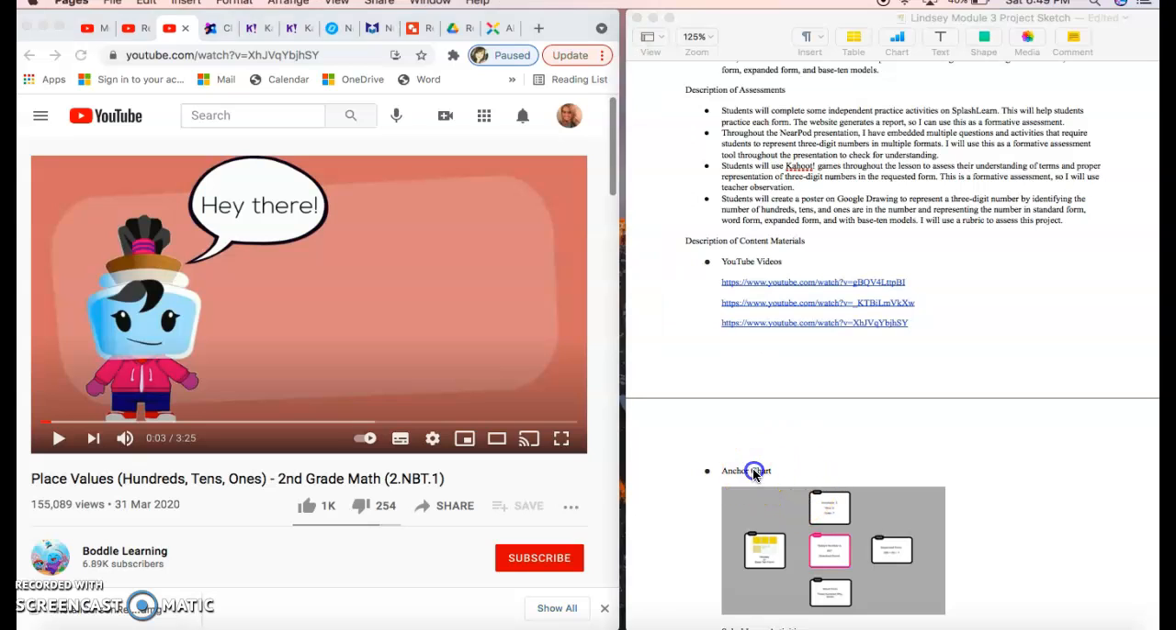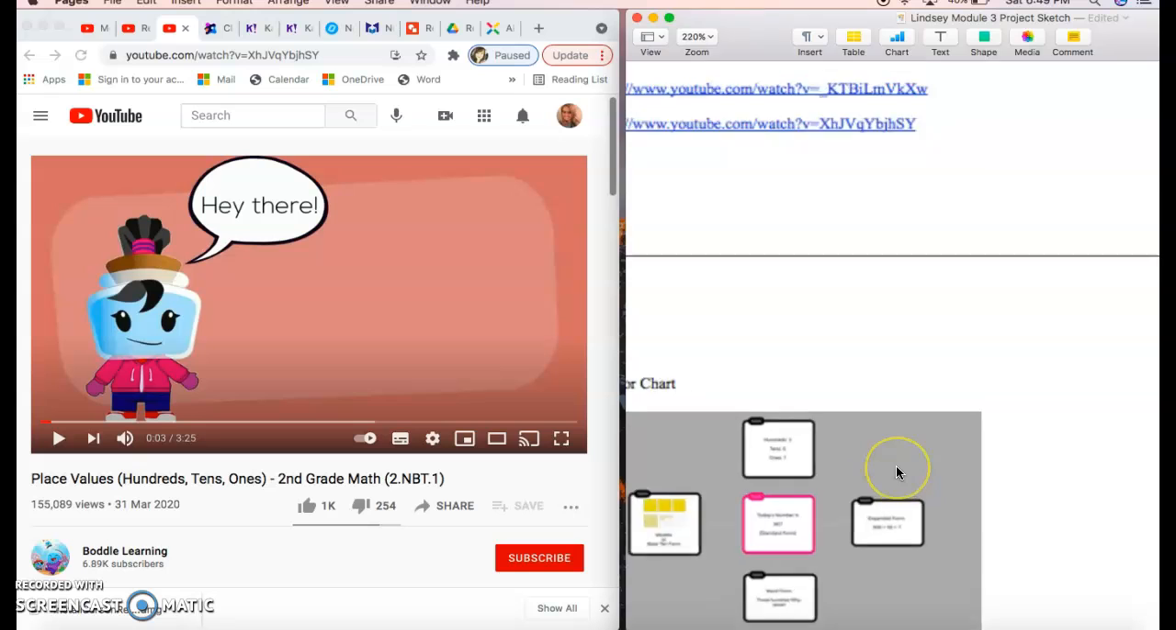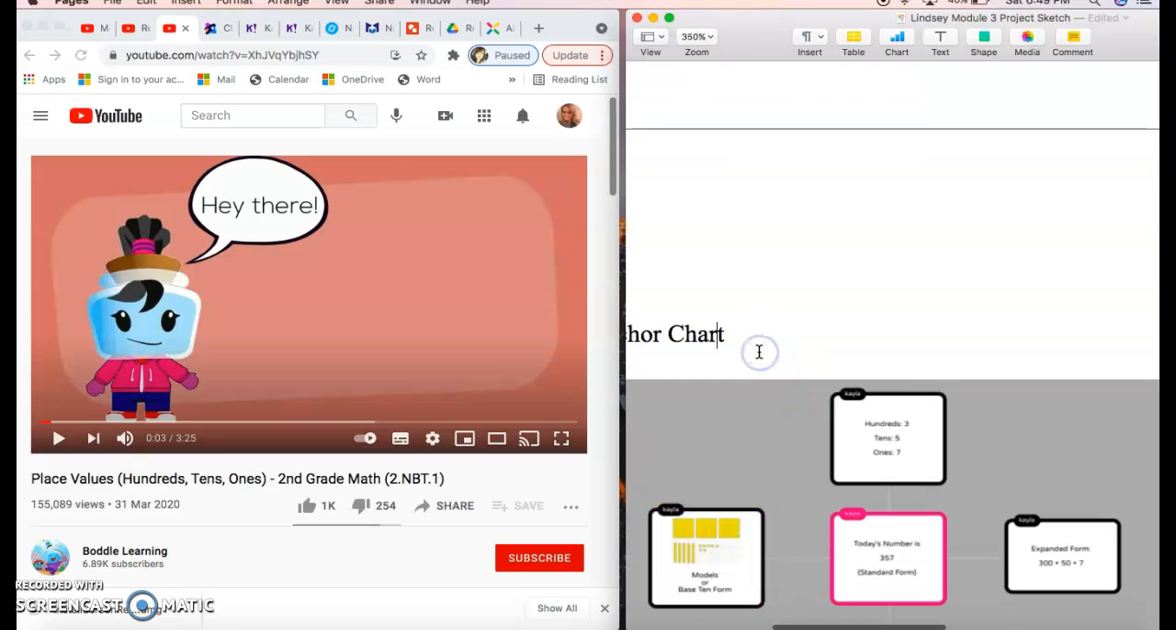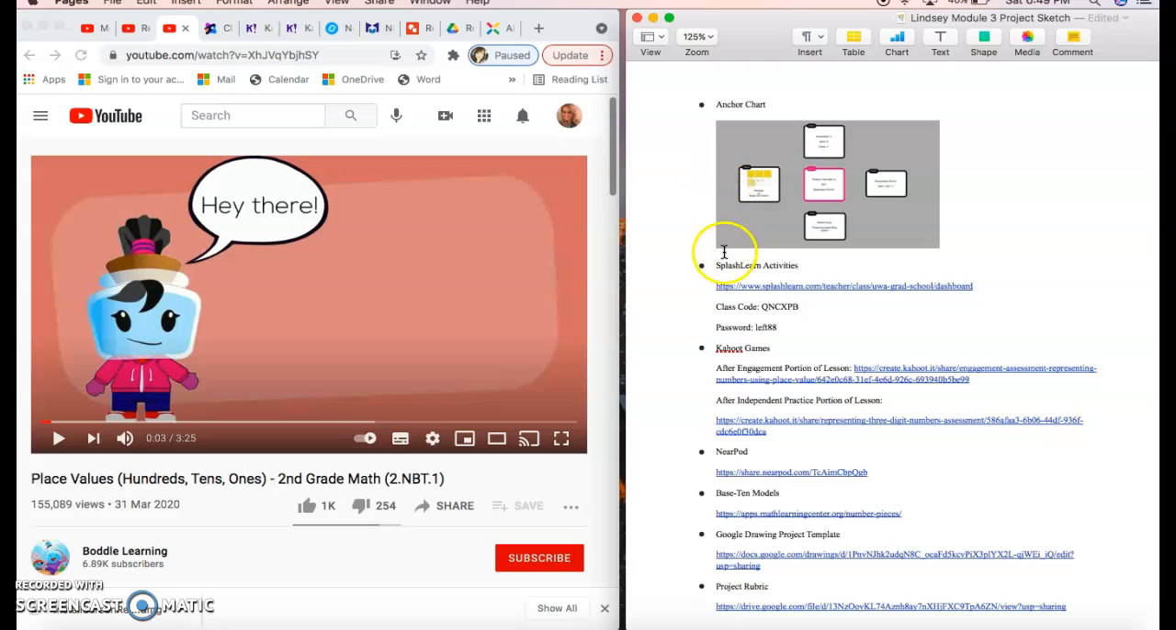I also have an anchor chart that I've made. This is something that I used Poplet for, and with this I gave them a 3-digit number in the middle, and then I took that 3-digit number in standard form, I represented it in expanded form, I identified the hundreds, tens, and ones, I represented the number using base 10 models, and then I wrote the number in word form. So this will just be a reference for the students to refer to throughout the lesson.